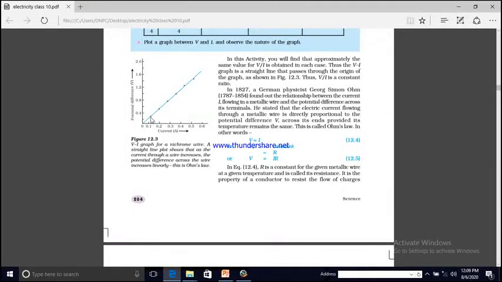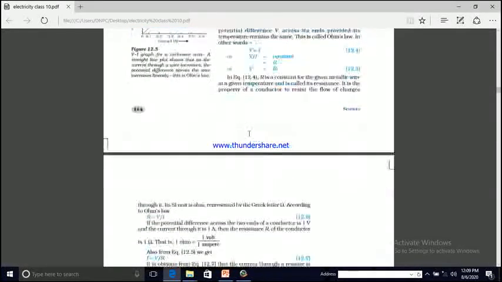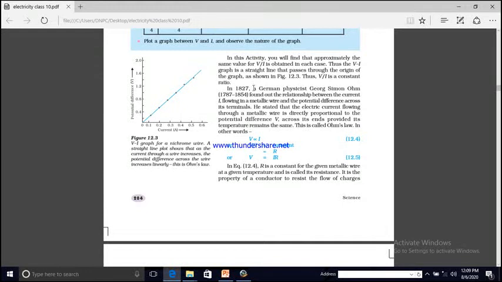For example, here the value of potential difference is approximately 0.3, and the value of current is approximately 0.12. If you divide 0.3 by 0.12, you will get approximately 2.5. So this constant is known as the resistance of the circuit, and we can get this from Ohm's law.